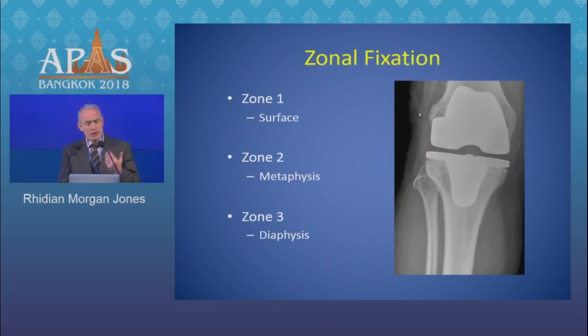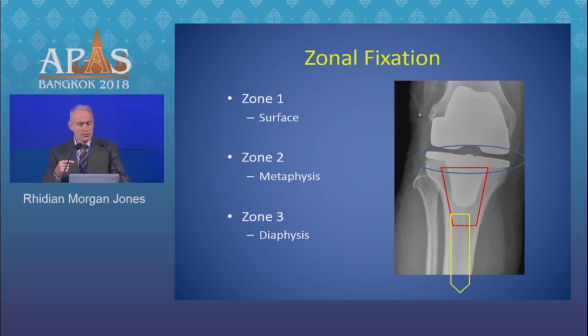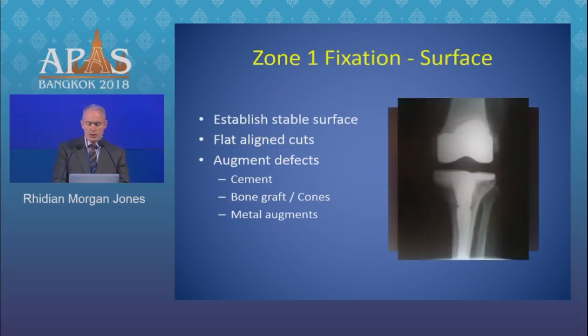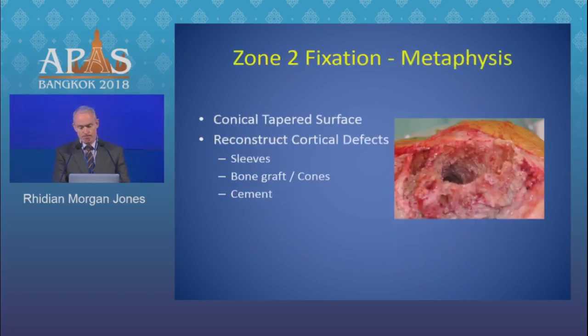We talk about a zonal fixation technique, zone 1 being the joint surface, zone 2 the metaphysis, and zone 3 the diaphysis. And what you're trying to achieve is a two-zone fixation. So Kirk showed an elegant paper on zone 1 and 2 fixation. Most of my cases would be zone 2, 3. Zone 1, you want to establish stable cuts, augment when necessary, but your fixation in zone 1 is only cement. We have no other fixation in zone 1. You can augment with zone 2, 3 fixation, but zone 1 will always be cement.